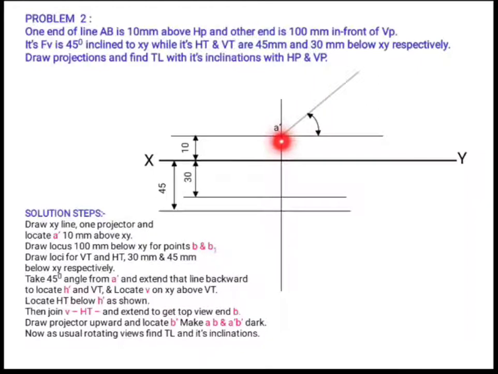Now we have A dash, and the elevation line will intersect the XY line. That point will be H dash, as we already studied. Then again I am extending this line to get the intersecting point on the locus line of VT. So this intersecting point will be the vertical trace. VT and V will be on the same vertical projector, and V and H dash will always be on the XY line. So I am marking V on this XY line.